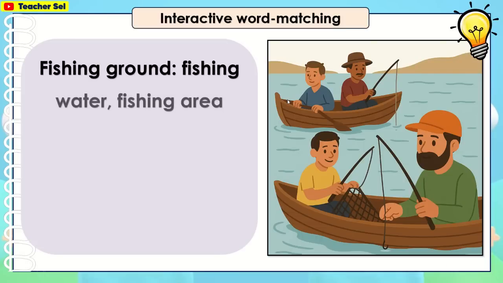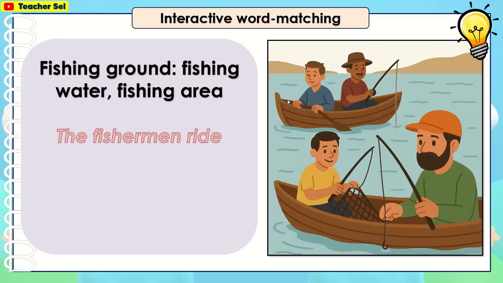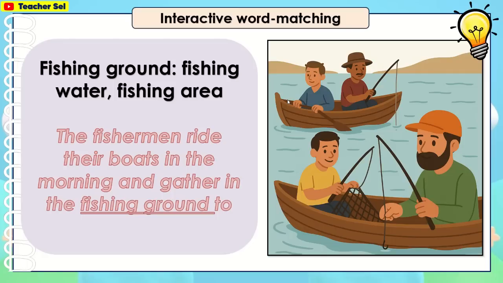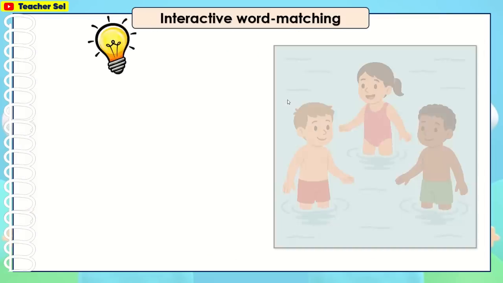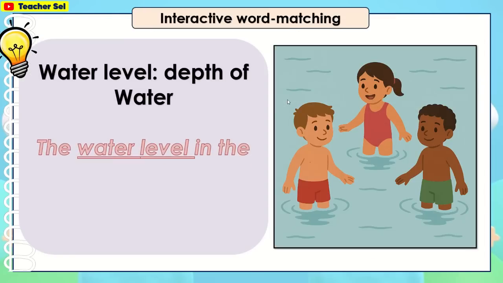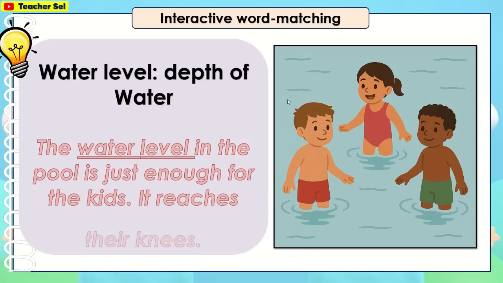Fishing ground, fishing water, fishing area. The fishermen ride their boats in the morning and gather in the fishing ground to catch fish. Water level, depth of water. The water level in the pool is just enough for the kids. It reaches their knees.